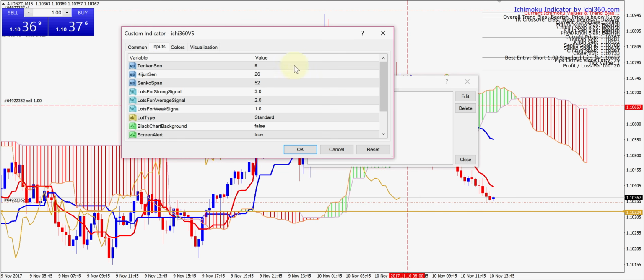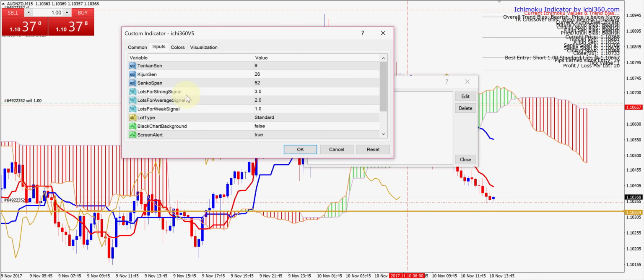The Tenkan-sen, that's the red line, is 9. The Kijun-sen, the blue line, is 26, and the Senkou span, which is this line here, is 52. That is the standard setting for Ichimoku. And these numbers here identify which of these crossings, which of the signals, is termed a strong signal, an average signal, or a weak signal. I'm sure you know the difference.